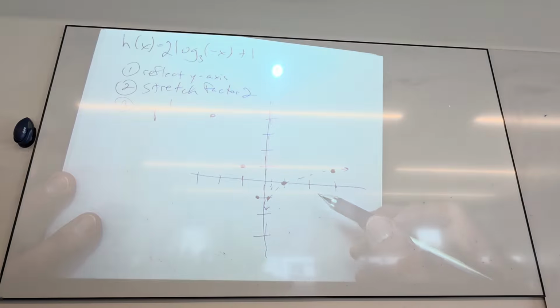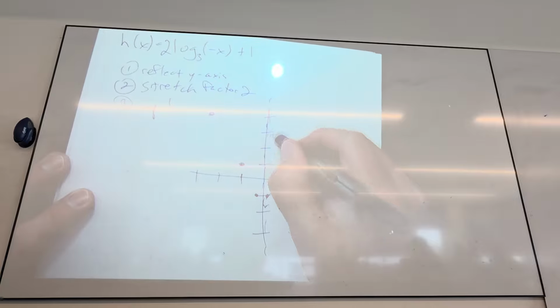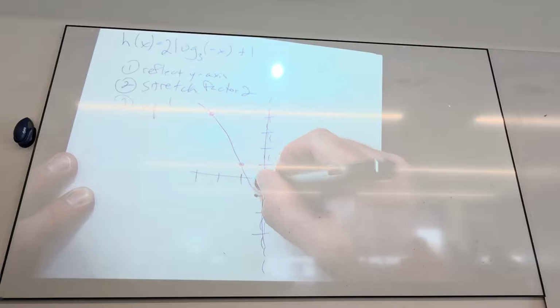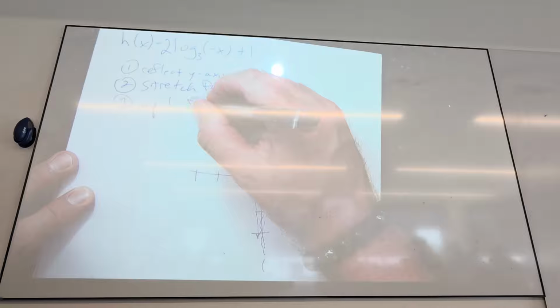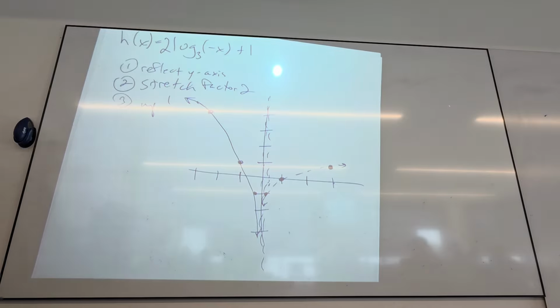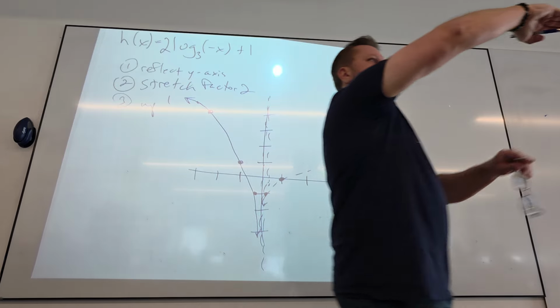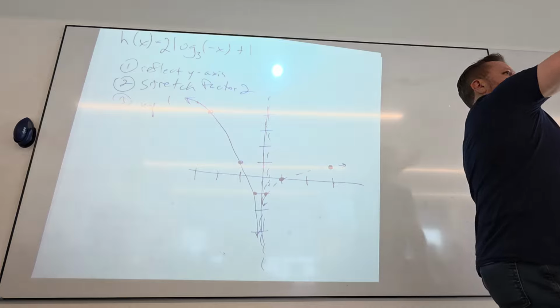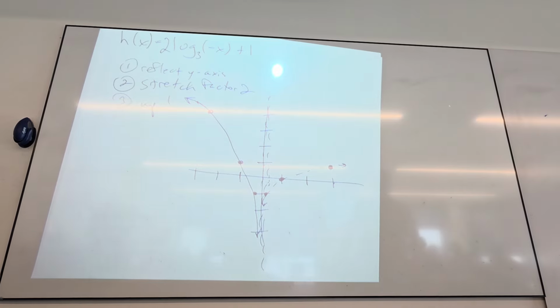Where's the asymptote now? Still at 0. Yeah, because did it move left and right at all? Nope, it's still at 0. I love it, so it's still here. So I'm going to do like this. So normally a log is like that, yes? And now I just doubled it, so it's a little bit more pronounced of a curve there. Okay.